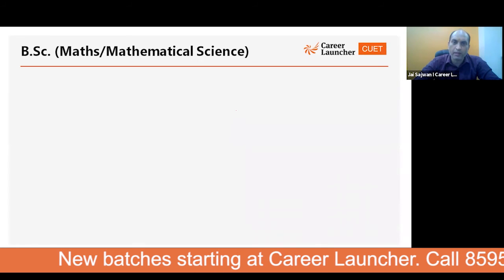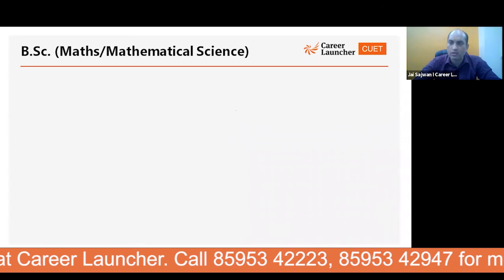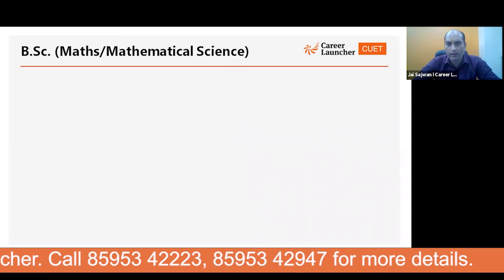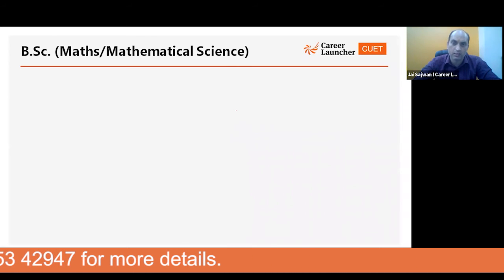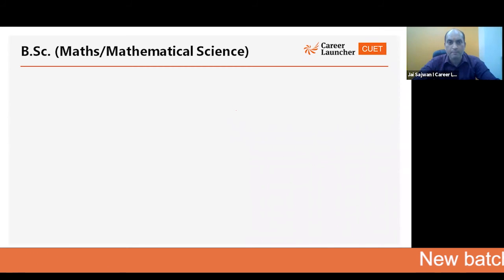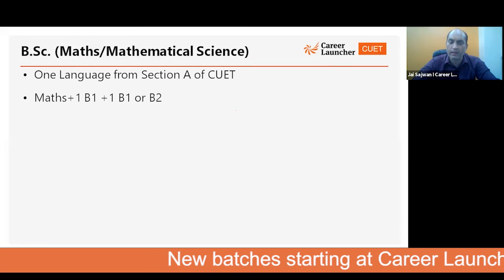Now, if you want to go for BSc Maths, one of the best news that I could say for the student is, for example, if you are from humanities or you are from commerce and you feel that you want to study sciences, or you want to get a degree of science in your graduation, you can go for BSc Maths and Mathematical Science. One language score will be added.